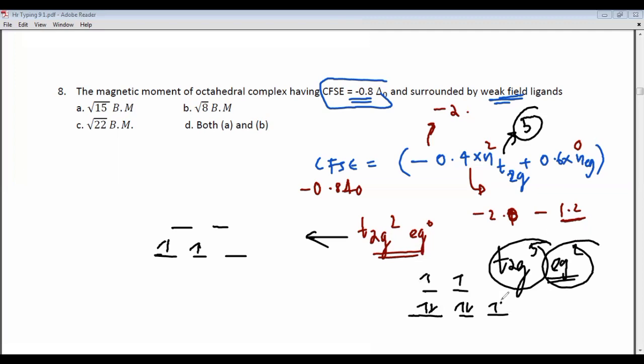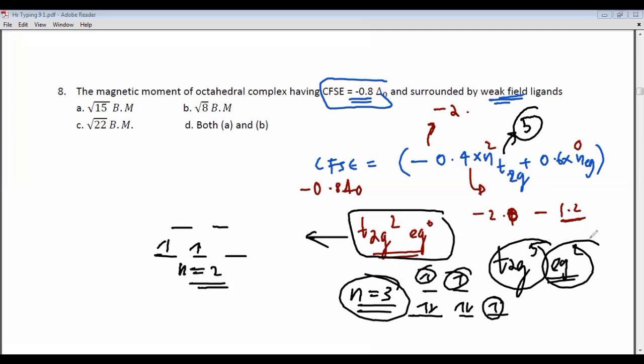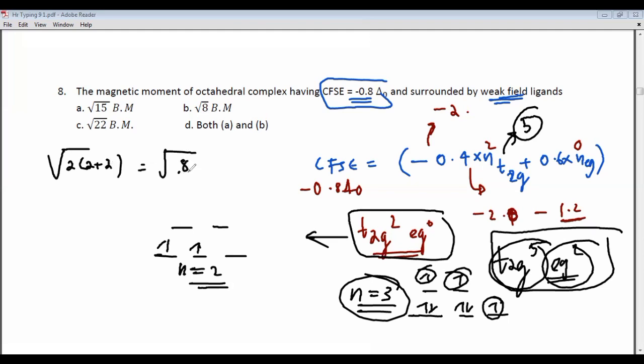Right. So unpaired electrons are actually 3. So the chance for unpaired electron n is 3. The chance for unpaired electron n is 2. There are two possible ways where we can bring the answer into minus 0.8 delta O, which in presence of weak ligand means the chance for the unpaired electron will be n equal 2 or n equal 4, n equal 3. If n equal to 3, what is root of 2 into 2 plus 2? Root 8 will be the answer. So this may be the answer.